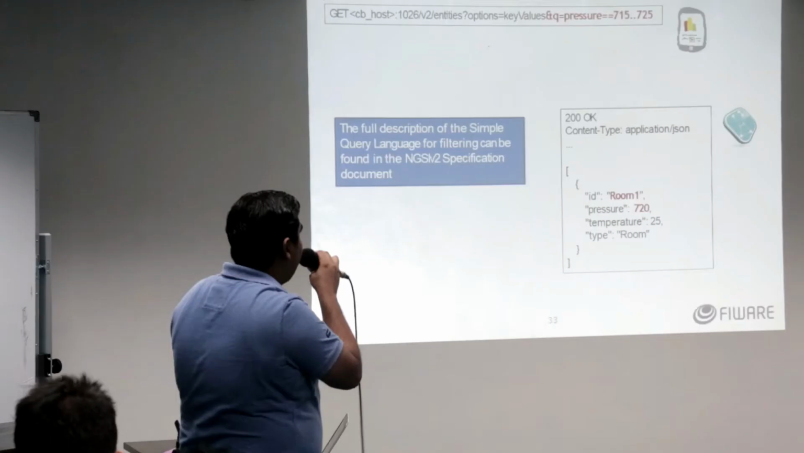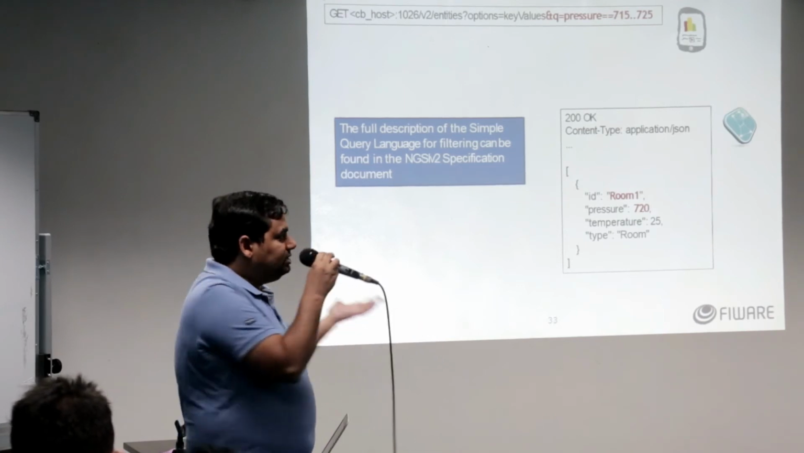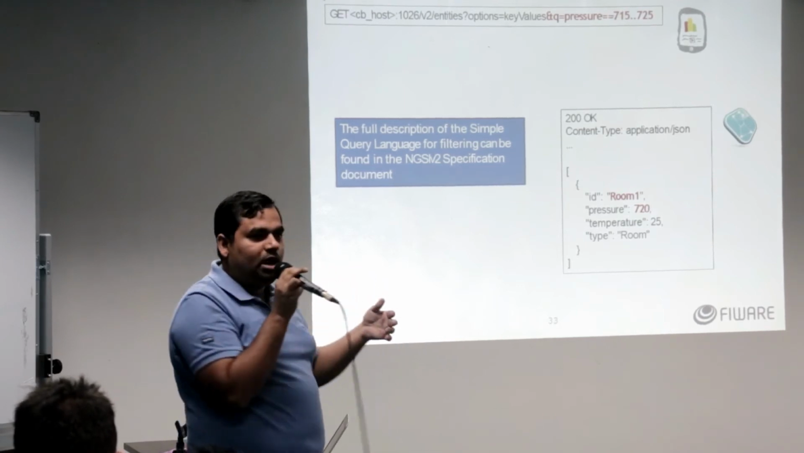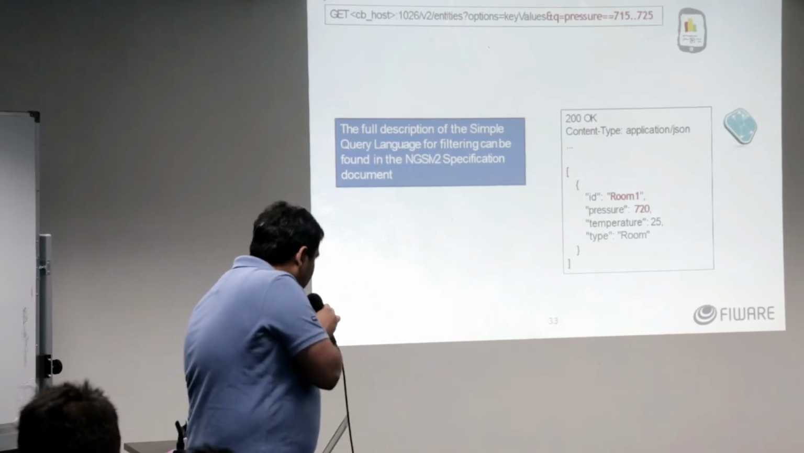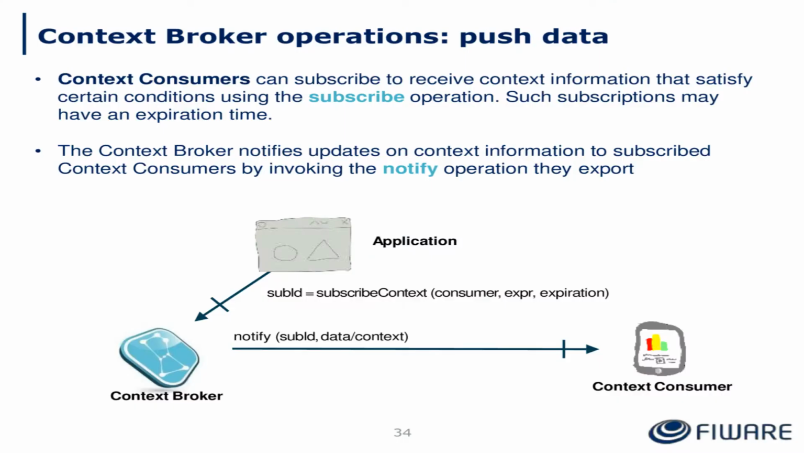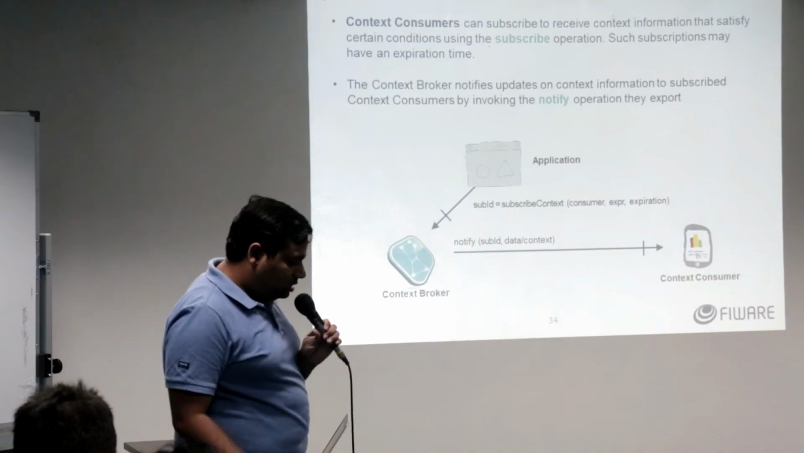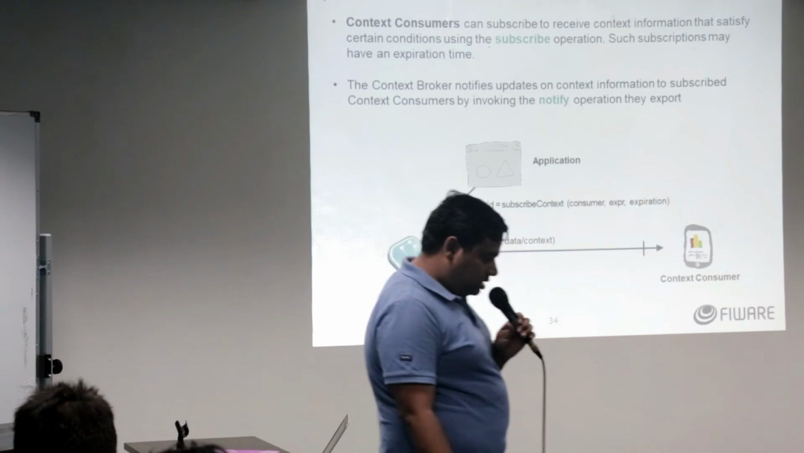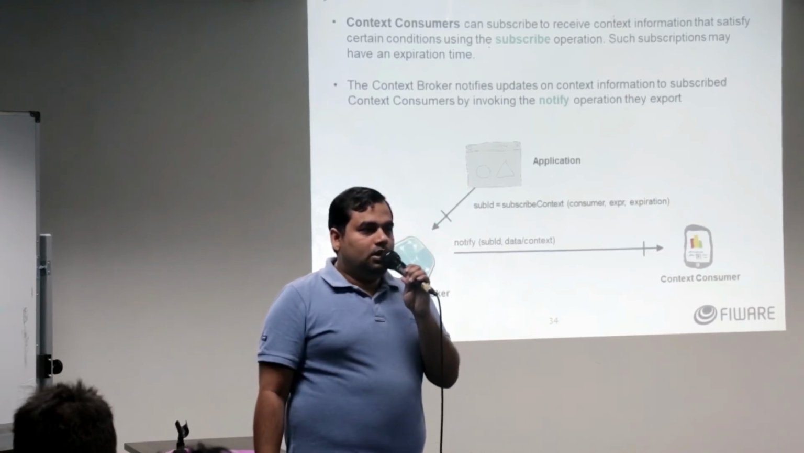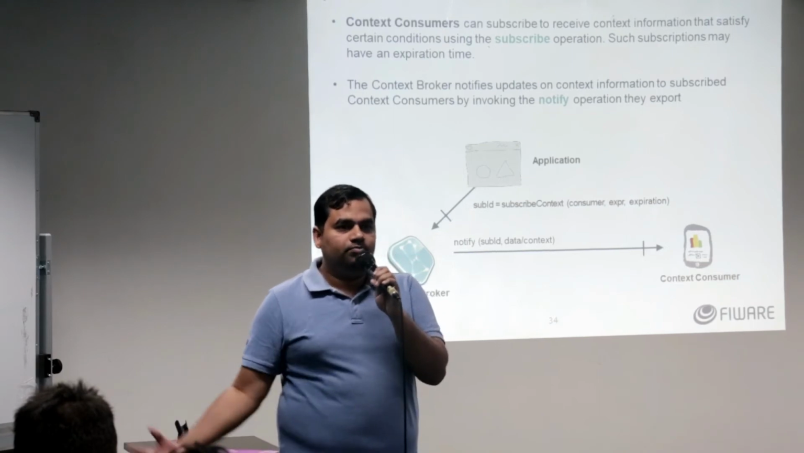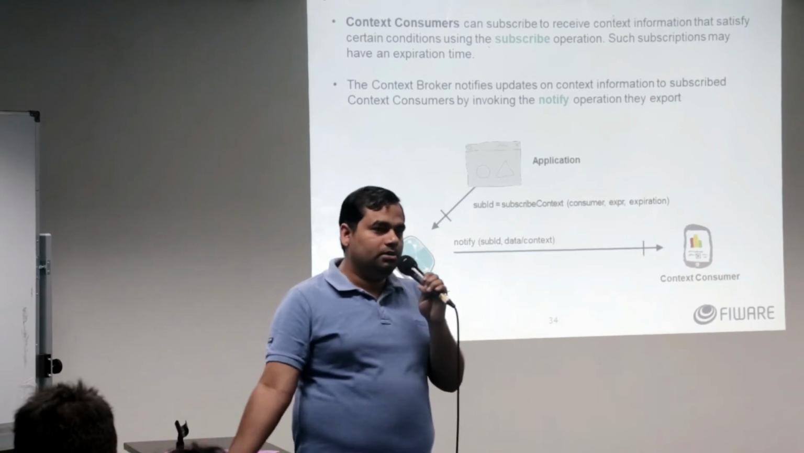You want all the rooms where the pressure is between 715 to 725 bars. You can get it like this, dot dot. Then I talked about that we have a feature called subscription mechanism. Now let's say there is a fire alarm here, okay?